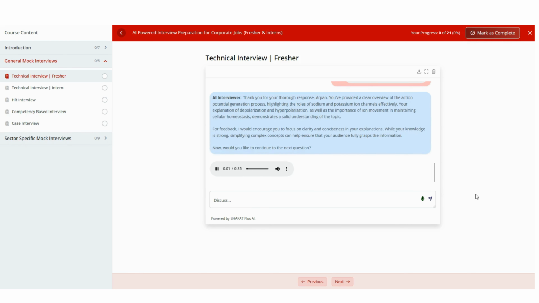Thank you for your thorough response, Arpan. You've provided a clear overview of the action potential generation process, highlighting the roles of sodium and potassium ion channels effectively. Your explanation of depolarization and hyperpolarization, as well as the importance of ion movement in maintaining cellular homeostasis, demonstrates a solid understanding of the topic. For feedback, I would encourage you to focus on clarity and conciseness in your explanations. While your knowledge is strong, simplifying complex concepts can help ensure that your audience fully grasps the information. Now, would you like to continue to the next question?